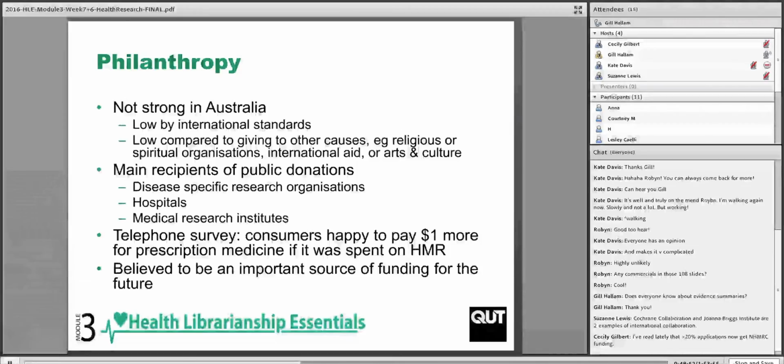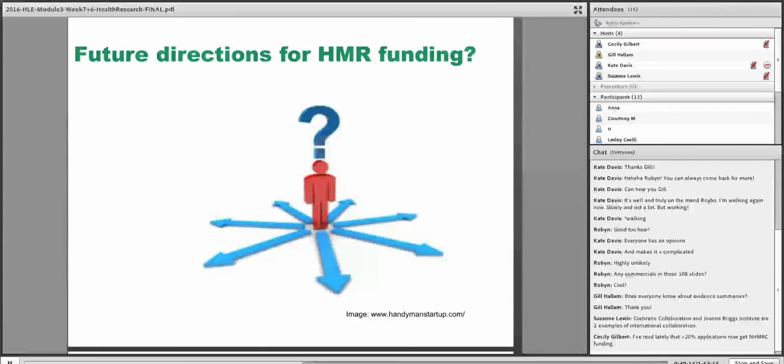A telephone survey that was done a couple of years ago said that consumers would be very happy to pay $1 more as a donation every time they have a prescription filled, if they knew that money was going to health and medical research. So there are probably opportunities to increase community investment into health and medical research in different ways.